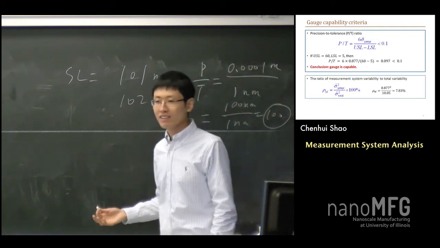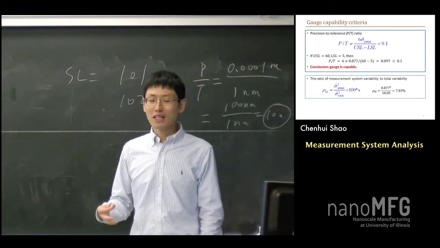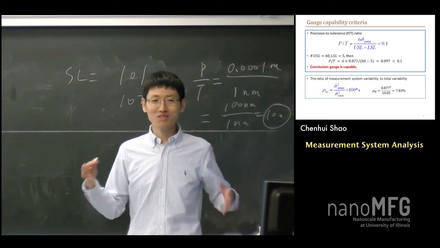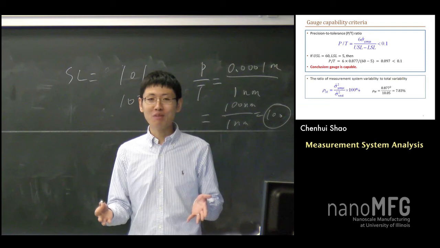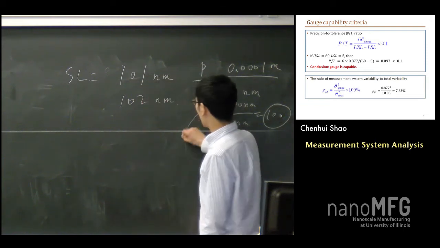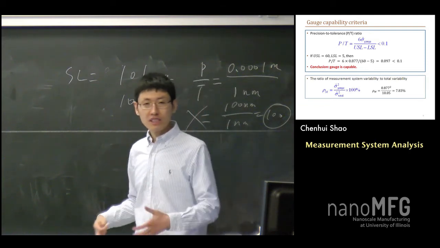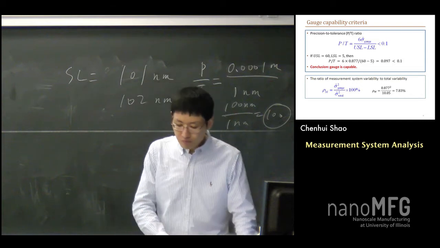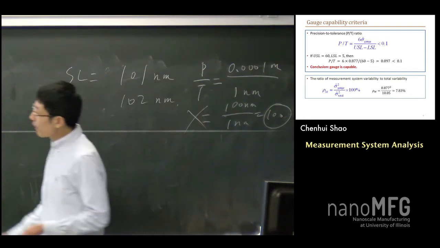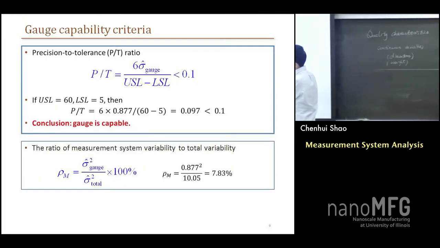It's a terrible gauge, alright? So your sigma hat is so much larger than your product dimension and precision requirement. So in this case, it's no longer capable. It really depends on your application. Okay? Alright, so back to this example in the previous slide.